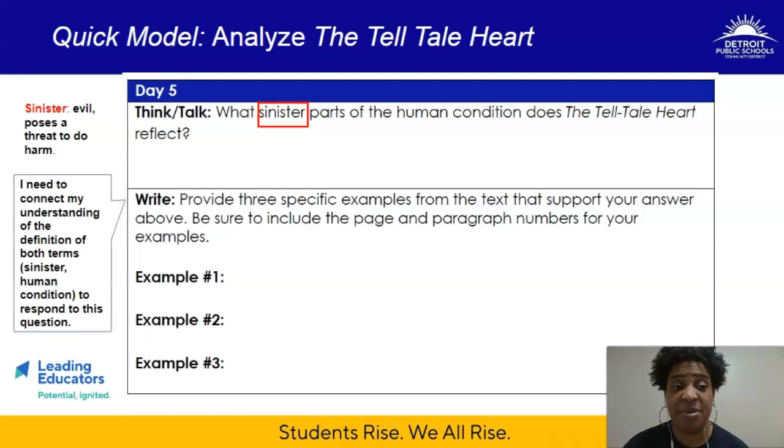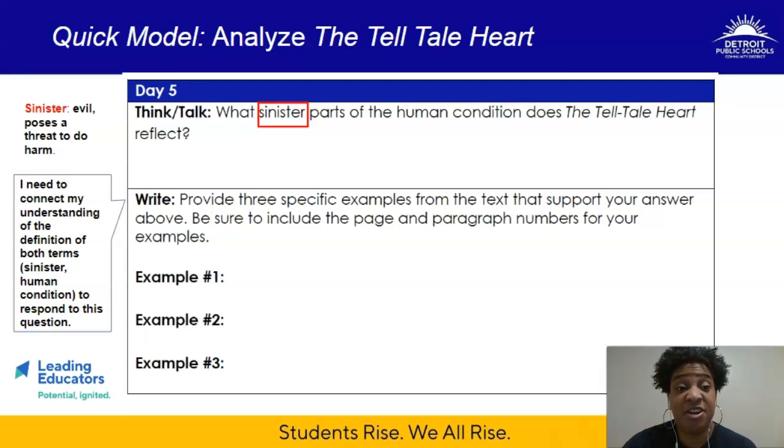The next step is that you need to connect your understanding of that definition to both terms, right? So you now understand what the word sinister means. Don't lose what the human condition refers to. And we've defined that several times. Remember, the human condition refers to thoughts, feelings, actions, or experiences that humans share and have in common. So you're going to put those two definitions together, and now you know how you're supposed to address the question.